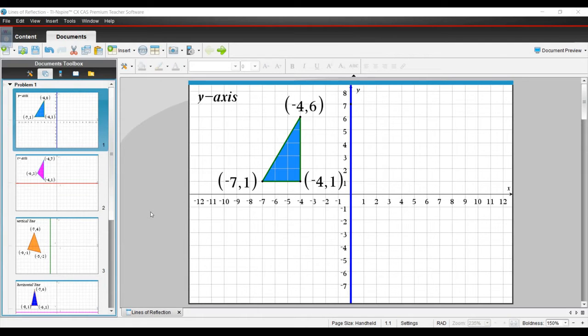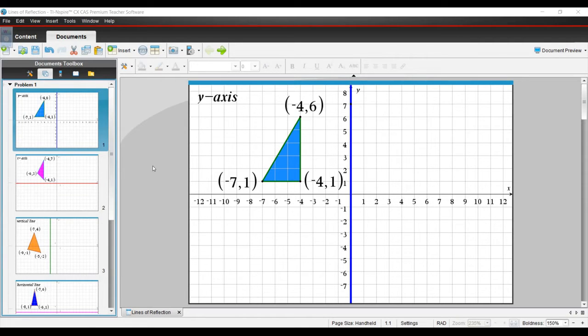Today we're going to expand that to looking at reflections of polygons over a vertical line, a horizontal line, over the line y equals x, and over the line y equals the opposite of x. But we are going to just go ahead and start by reviewing what we had learned previously.